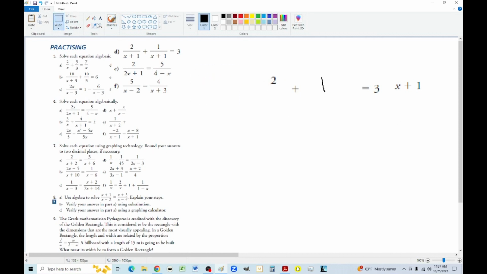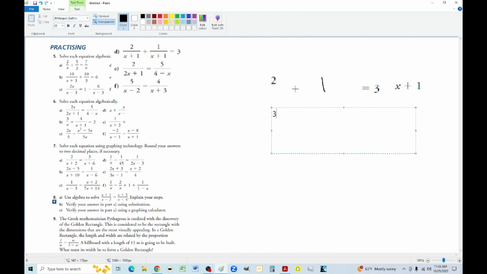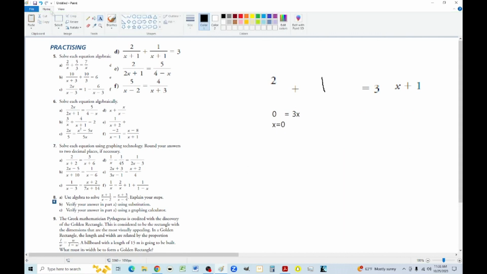And over here, when I distribute it, so 2 plus 1 is 3. When I distribute, I get 3x plus 3. When I subtract 3 from both sides, I get 3x is equal to 0. Therefore, x is equal to 0. It's the only possible solution. And when you plug it back in, that's true.